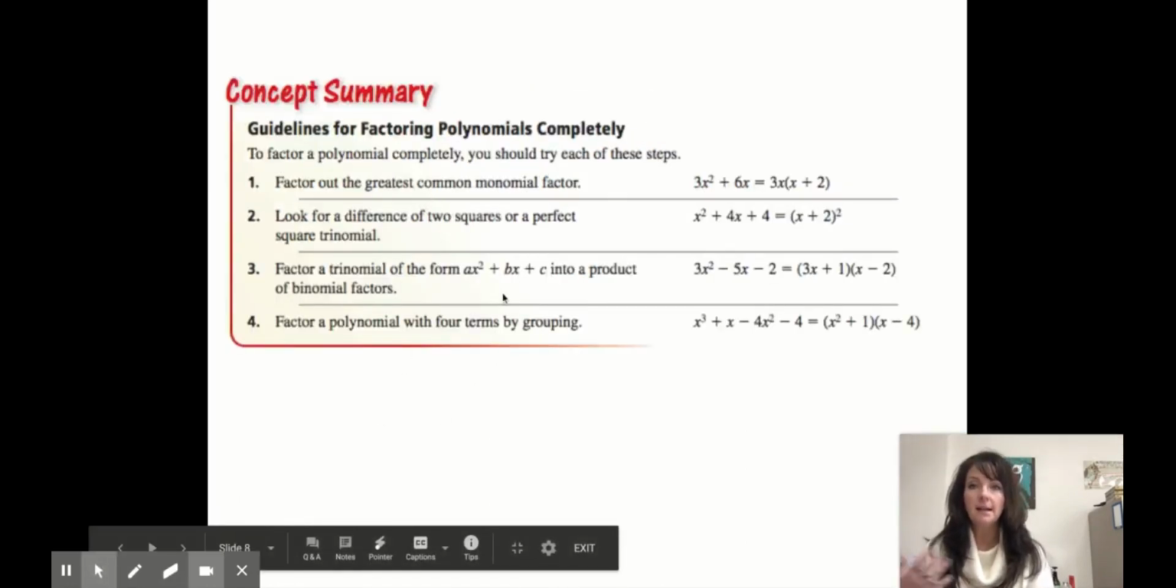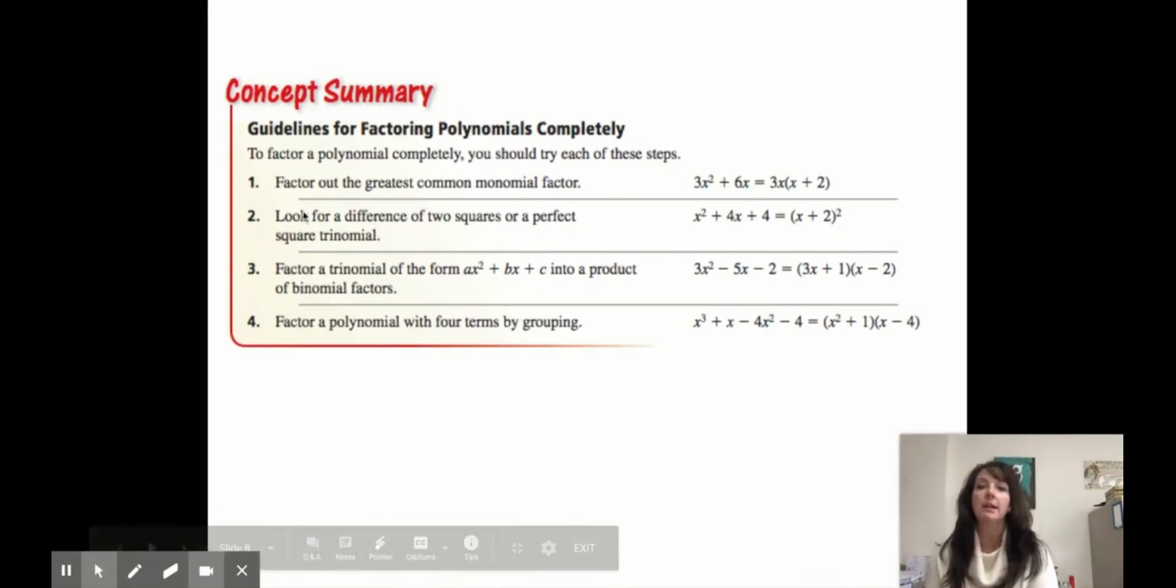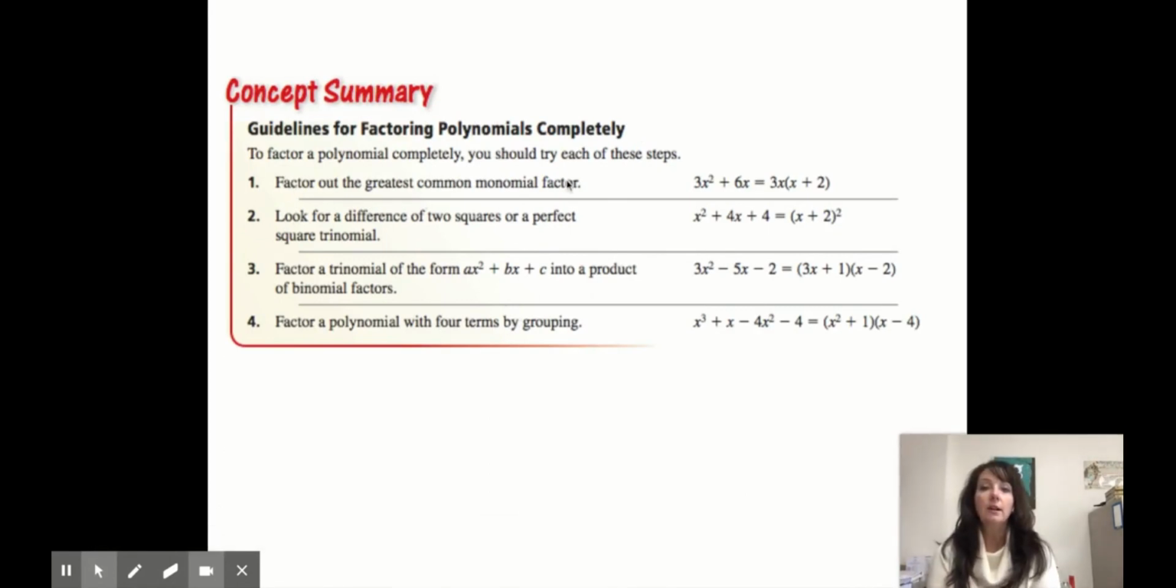So here's your kind of concept summary for factoring completely. First, look to factor out any greatest common factors. And this is also where I would look for any leading coefficients that are negative and factor out a -1. So try to do that first. Factor out a -1 and any other common factors. Then looking for any patterns, right? So we see this, that this is a perfect square and this is a perfect square. So we could go straight to this factored form.